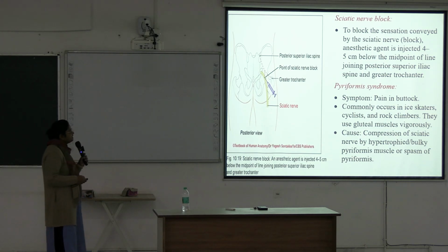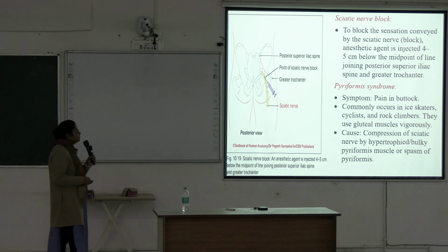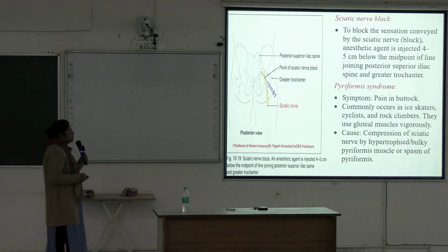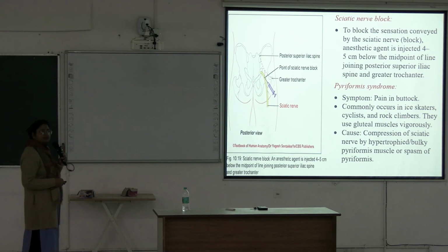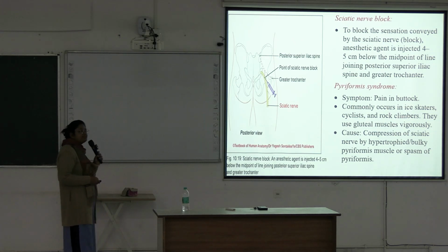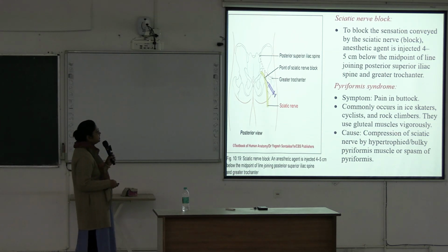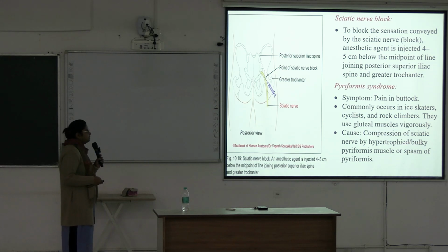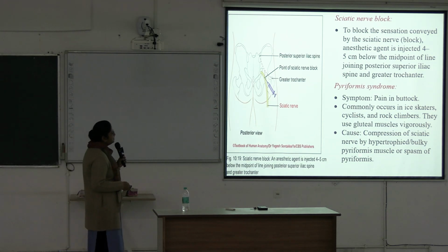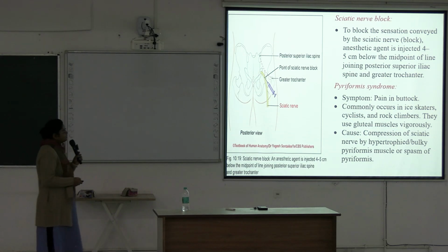Piriformis syndrome, this can come as a short note. Important short note. There will be symptoms. Symptoms are pain in the buttock. Commonly occurs in ice skaters, cyclists, rock climbers. They use gluteal muscles vigorously and it causes compression of sciatic nerve by hypertrophied or bulky piriformis muscle or spasm of the piriformis. Okay, this is the cause.